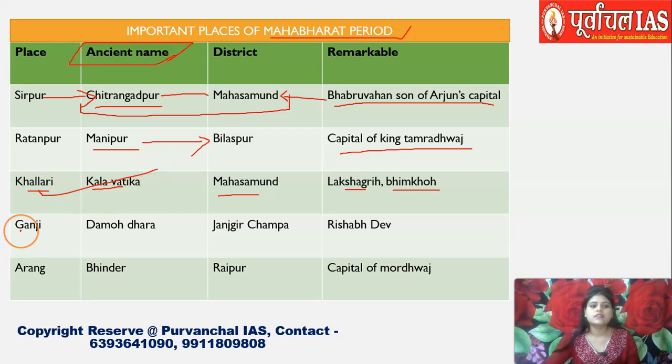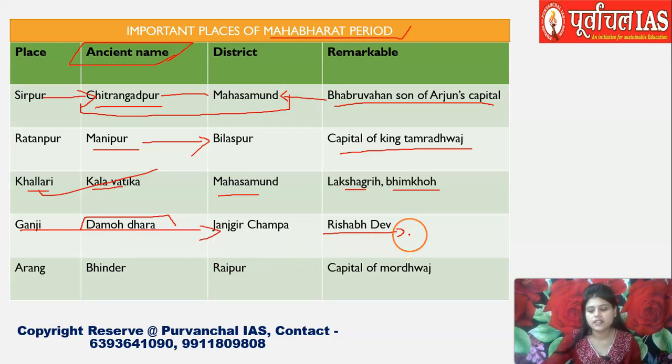Then there is this Gunji district. Gunji is in Janjgir Champa, and its ancient name was Damohdara, and here Rishabh Dev visited. This Rishabh Dev actually is the Tirthankar of Jain times. So this is basically evidence of the Jain period that we consider here, because they are actually overlapping.